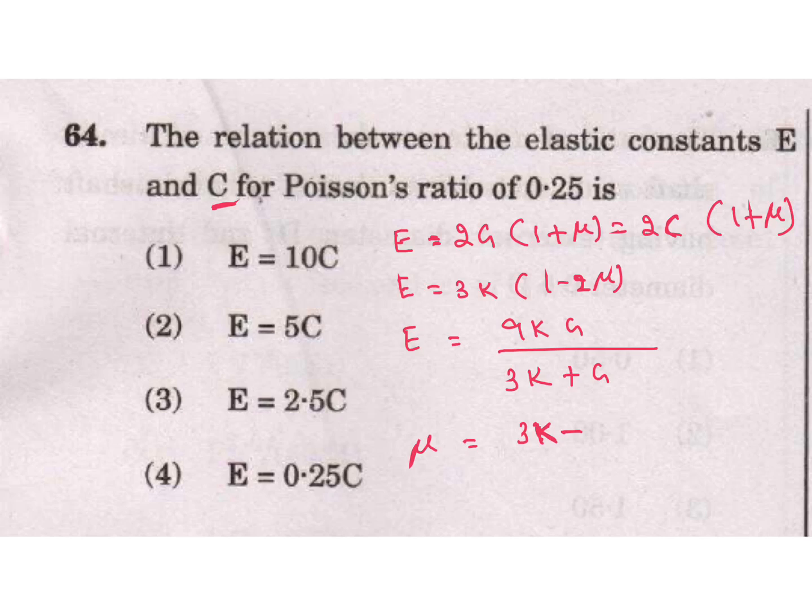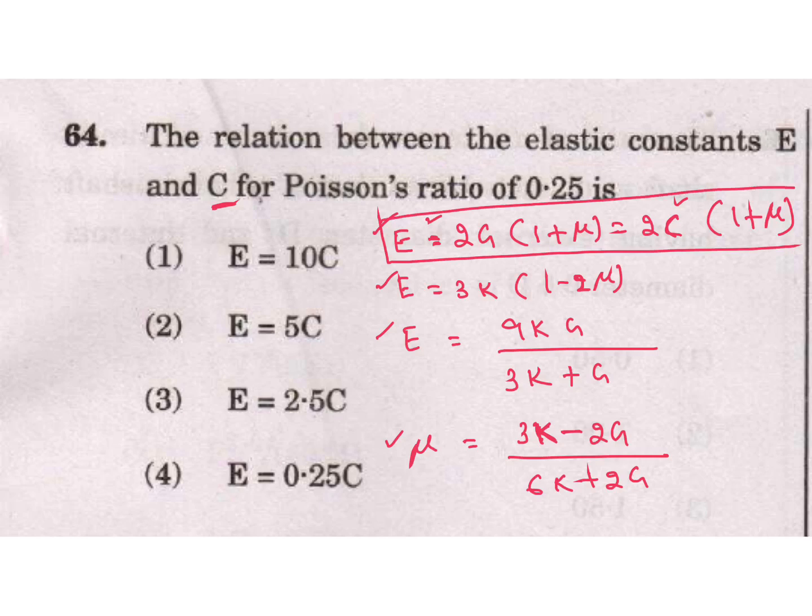Sometimes they will give K and G values, and you have to find the E value. So for mu, it's (3K minus 2G) divided by (6K plus 2G). All four formulas are important. But in this question, E and C are given.